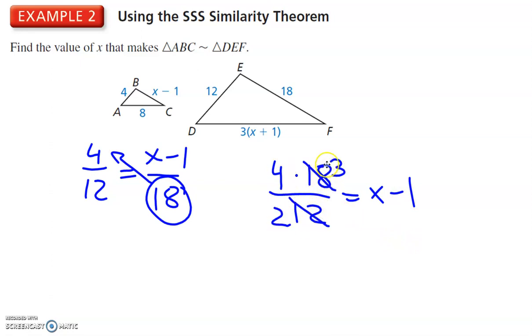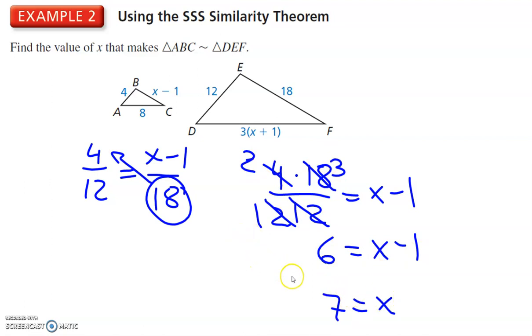18 and 12 can be simplified by 6. I get 3 and 2. And then 4 and 2 can be simplified by 2. Then I get 2 over 1. So x minus 1 is 2 times 3, which is 6. Plus 1, x is 7. And then I can plug that in here, and they should all be proportional.